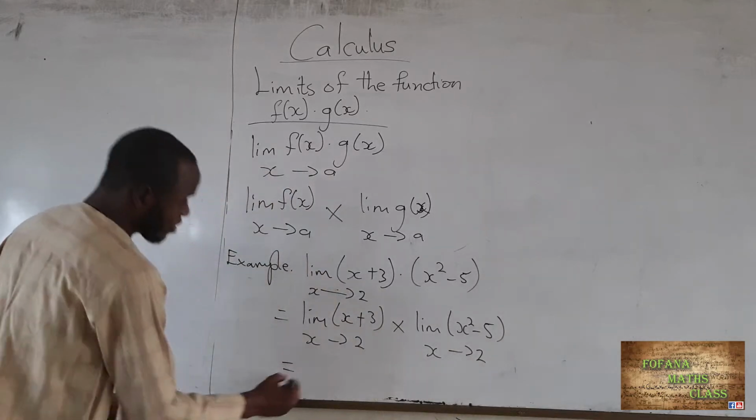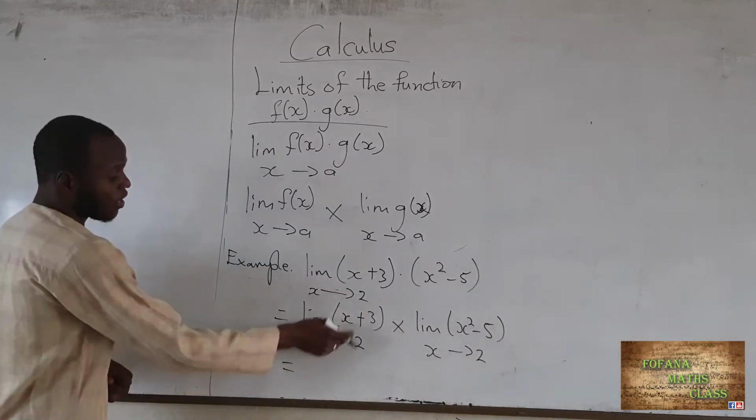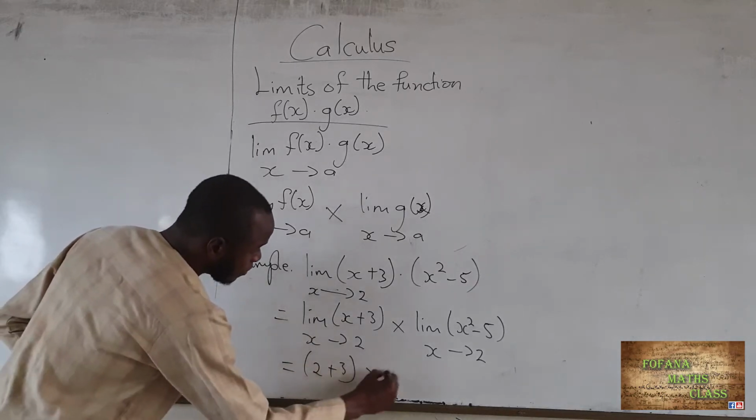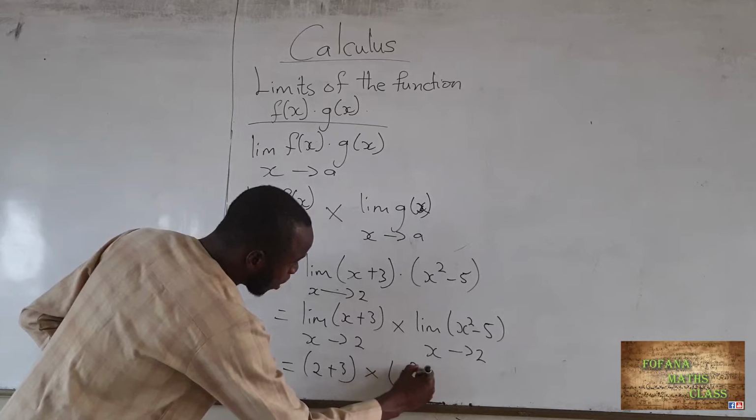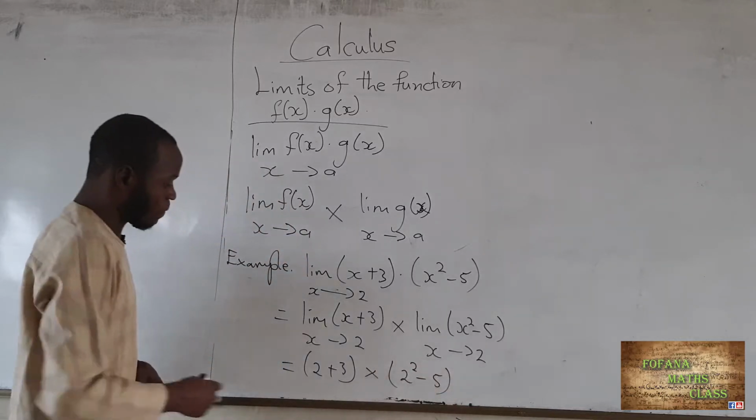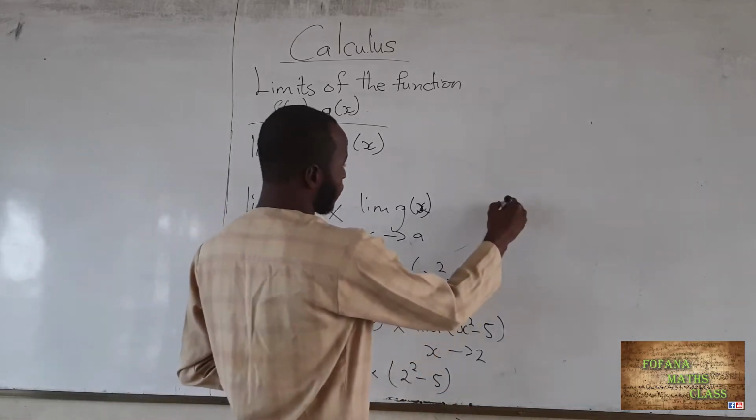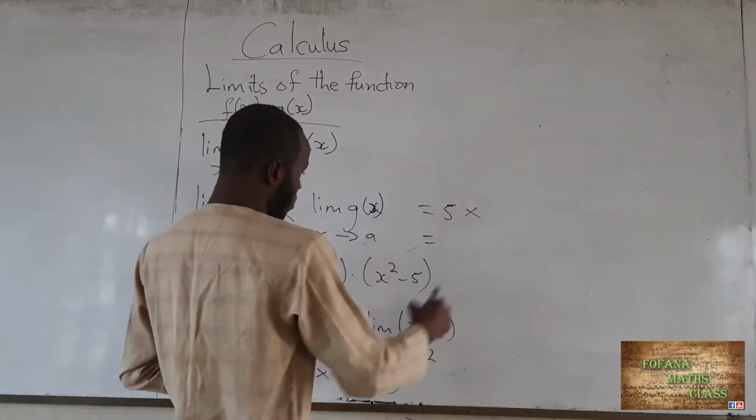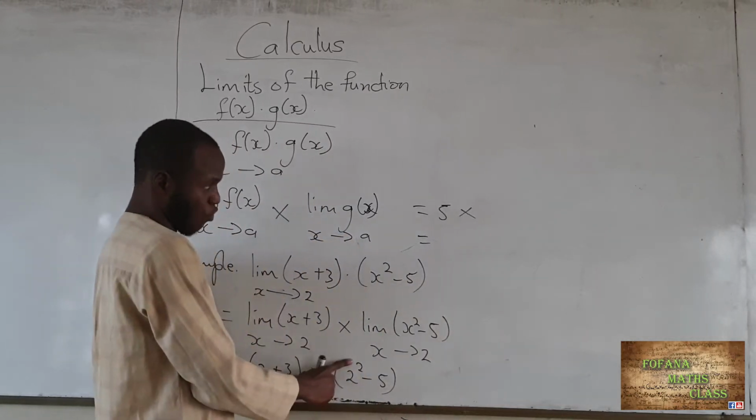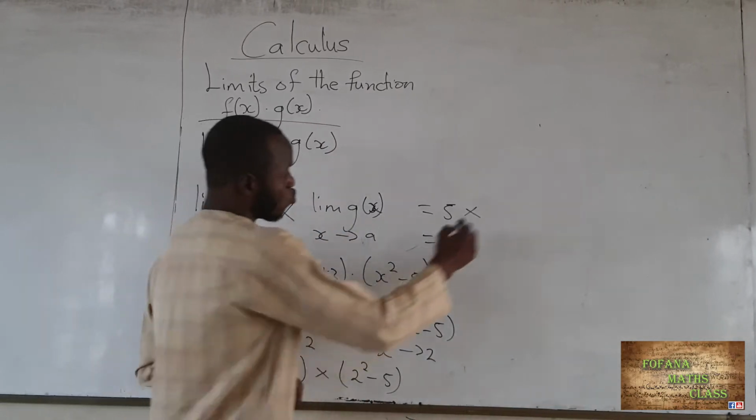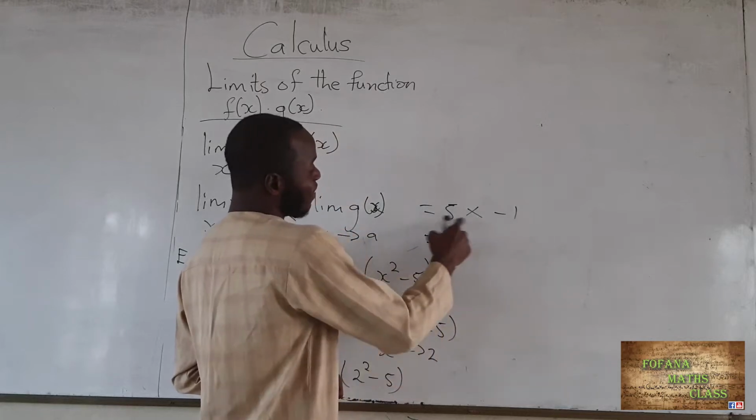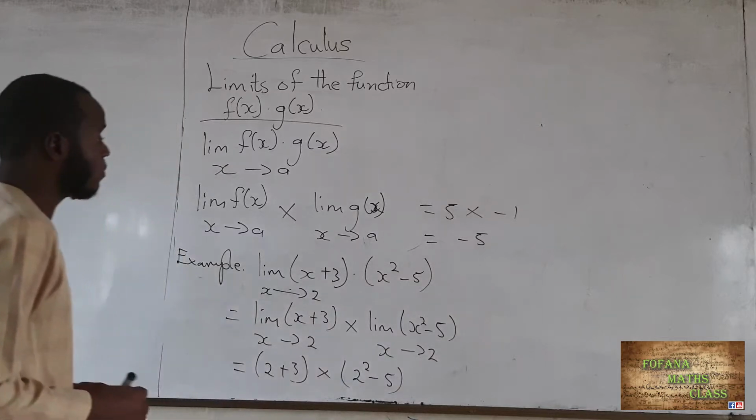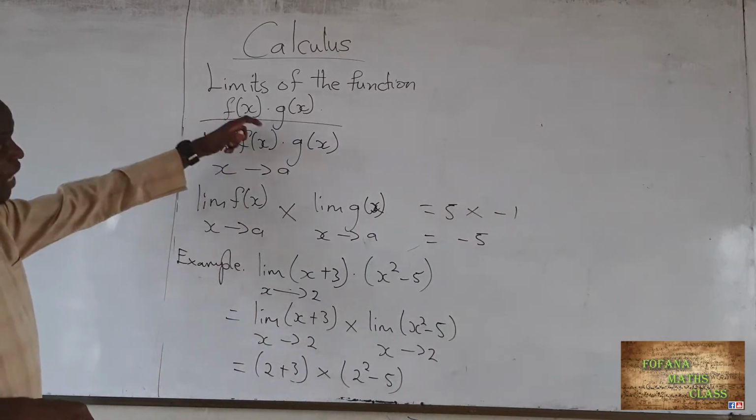The next thing is to just substitute the value of x into the functions. Here we have 2 plus 3, times the second one, which is 2 squared minus 5. The first one gives us 5, and the second one gives us 2 squared, which is 4, minus 5, so we have minus 1. When you multiply 5 by minus 1, you have minus 5. So this is the limit of f of x times g of x.